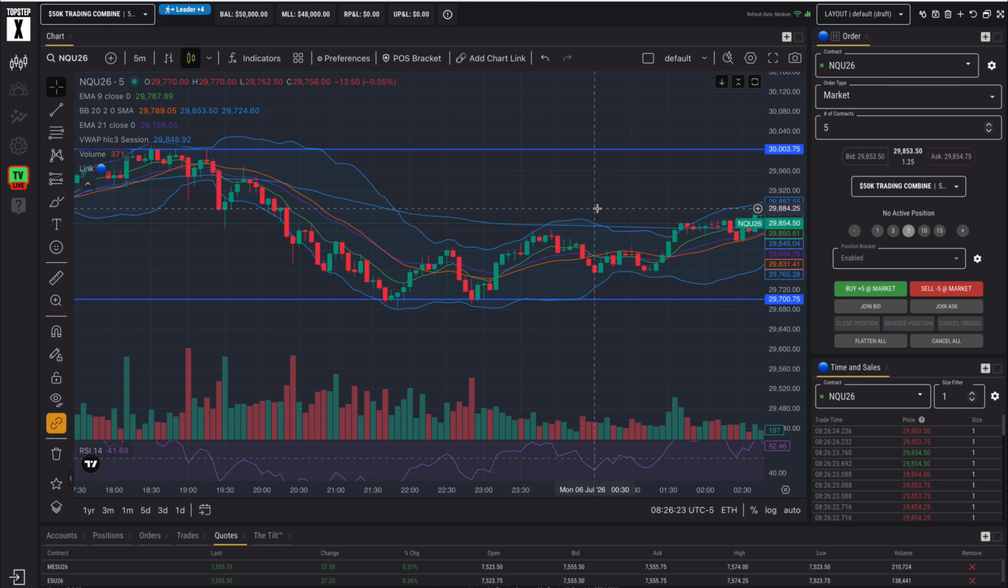So why does the high matter? This is the highest price the buyers were able to push before the open. If the price breaks above it and holds, that can show strength. But if price taps and rejects, it can act as resistance.